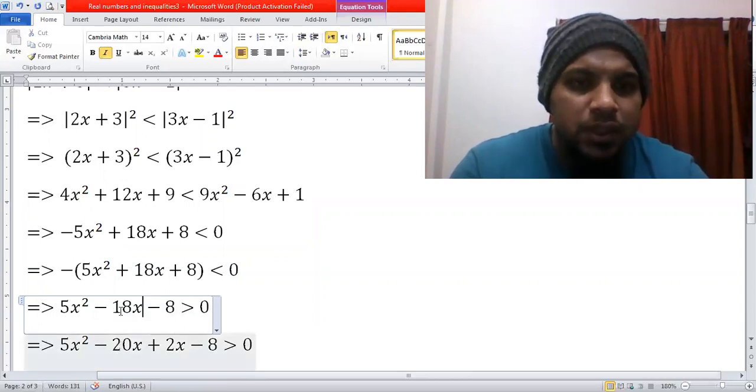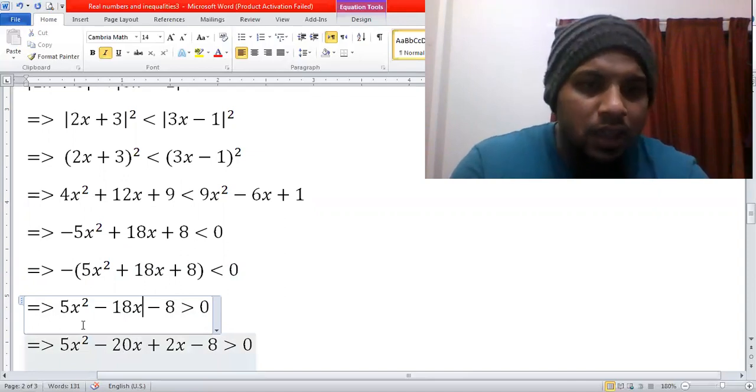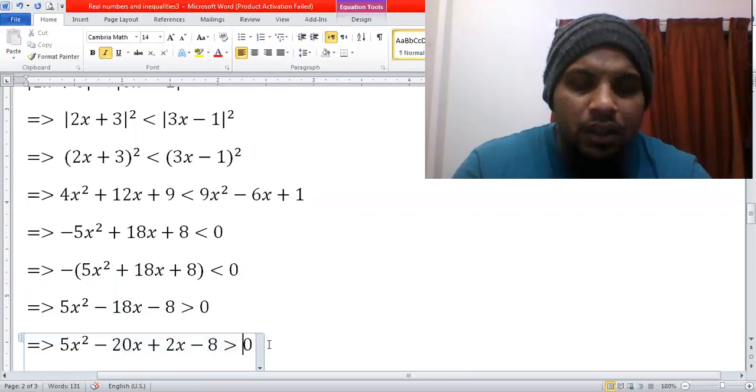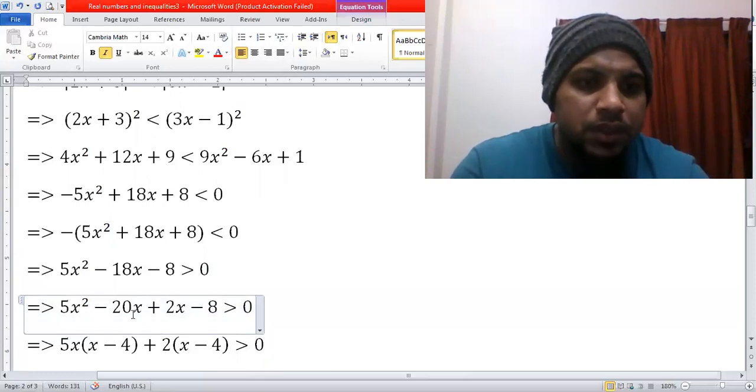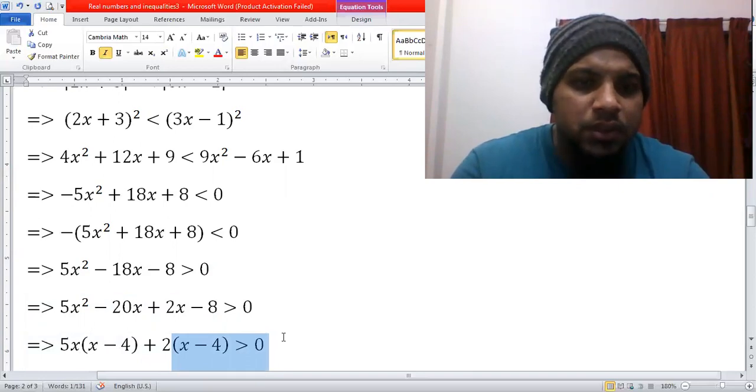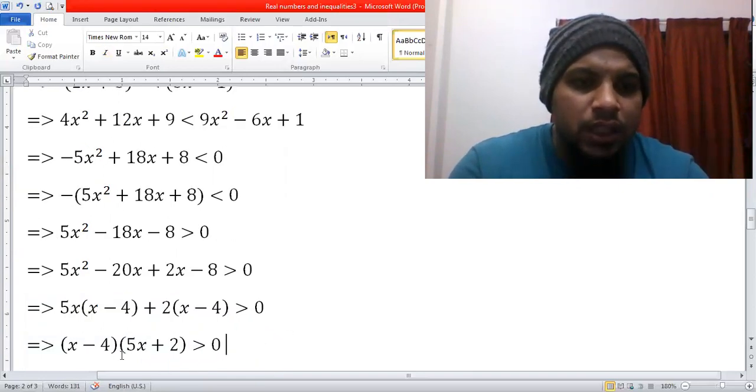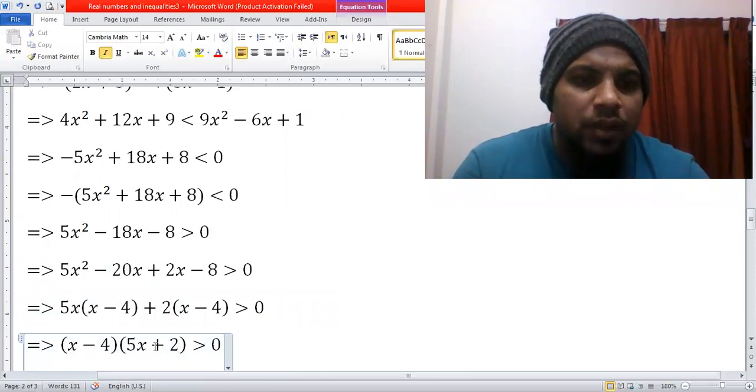Minus 20 plus 2 becomes minus 8, and minus 5 times 8 is 40, 2 times 2 is 40 also. Okay, we have done the middle term. We take 5x as a common factor from the first two terms, and as a result we get x minus 4, and 2 is also x minus 4. So x minus 4 and x minus 4 are common between these two terms. In the next term we take x minus 4 as a common factor, and 5x plus 2. Okay, 5x from the first term and 2 from the second term.